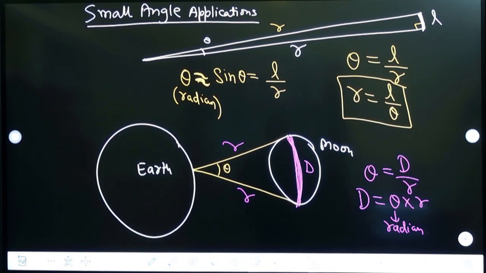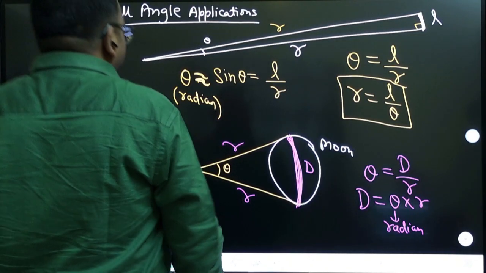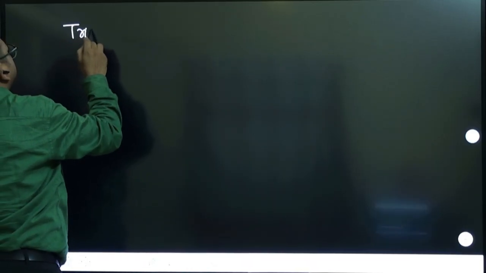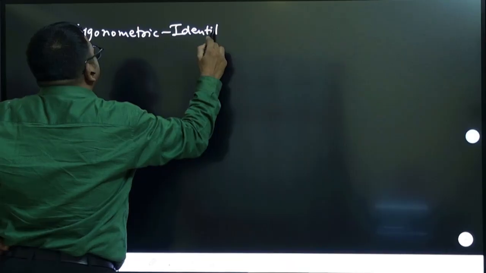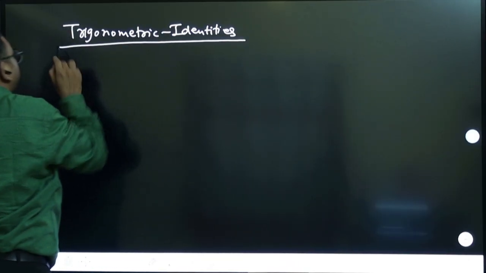Then what else? This is over. Let us go to the next topic. Then we should know about some formulas, trigonometric identities. What are those trigonometric identities?